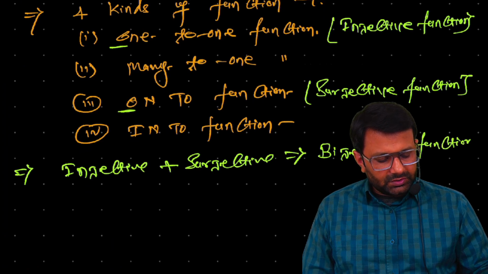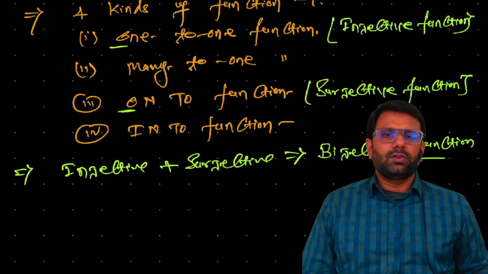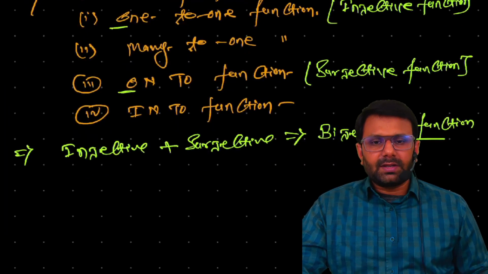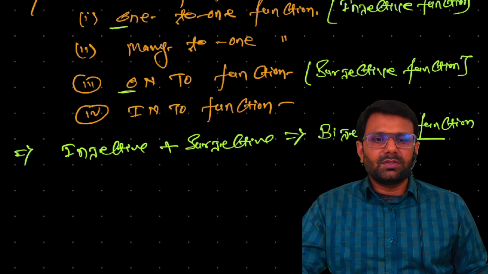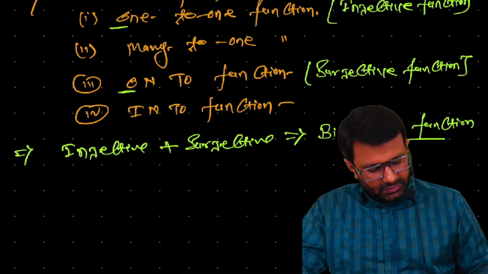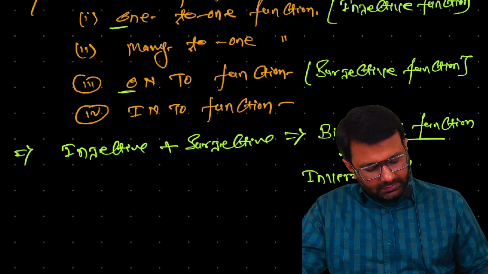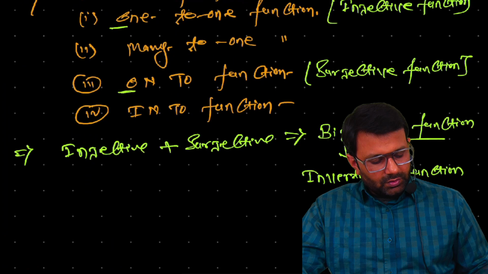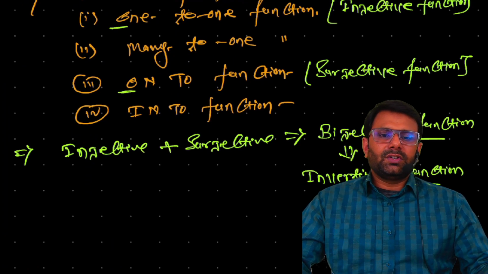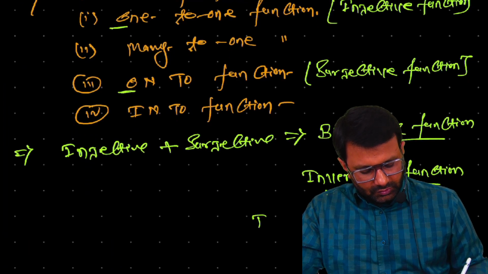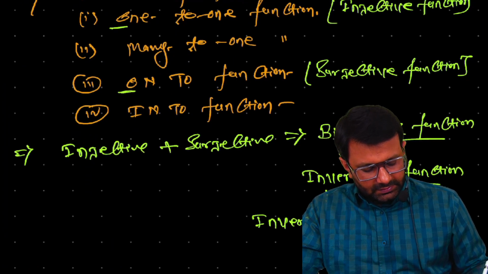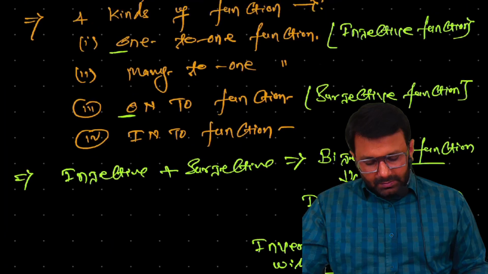And a function which is bijective is an invertible function. What is the meaning of this? Functions which are injective and surjective are called bijective, which means the functions are invertible. Invertible means the inverse of this function will exist. You can write like this: inverse of the function will exist. So there are mainly four kinds of function.